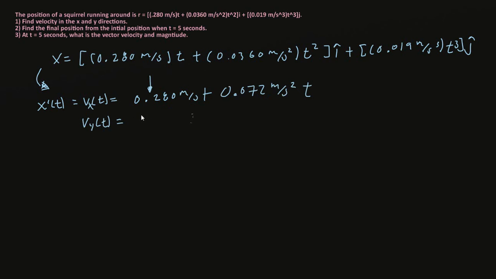As a reminder if you forgot how to take derivatives, you bring the exponent down, so 3 times 0.019 will give us 0.057 t squared. And this is in the y component. So now we have the velocity in both components, or both directions. So this is number 1.